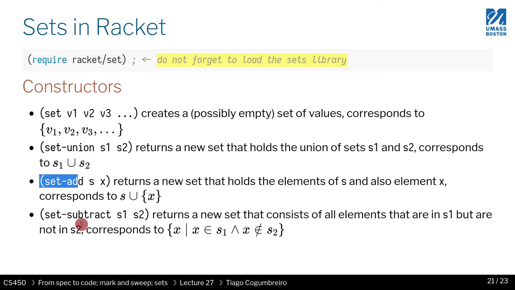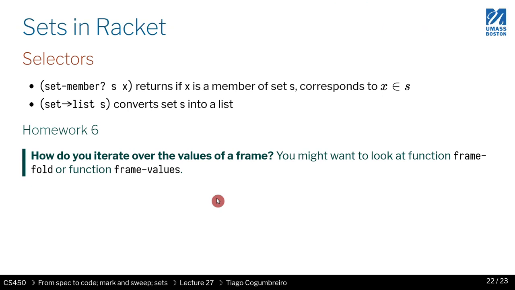None of these are immutable, by the way. You have set subtraction, where you want to take out all the elements of S2 from S1. And you might also need set member, which checks if the value is in the set. And there's also the utility function that converts a set into a list.